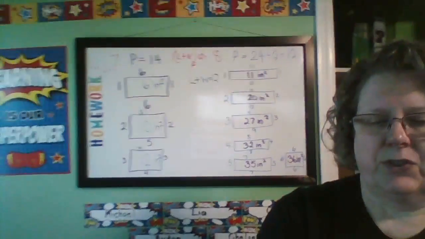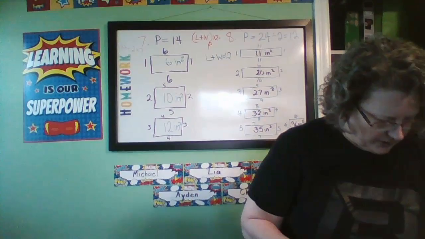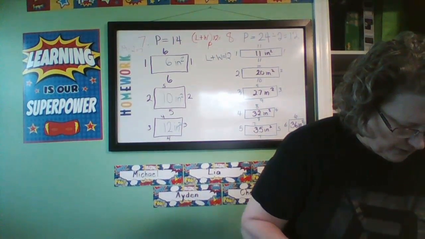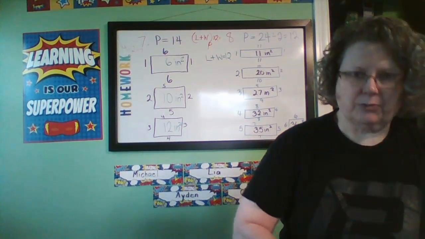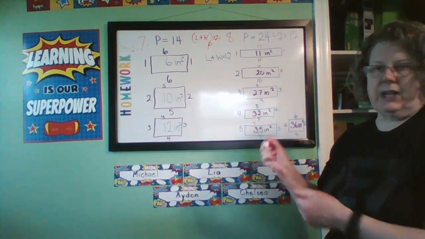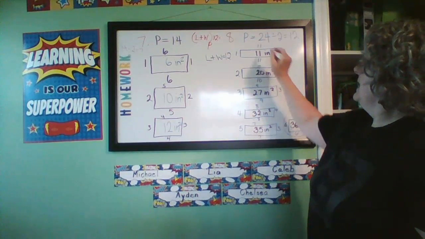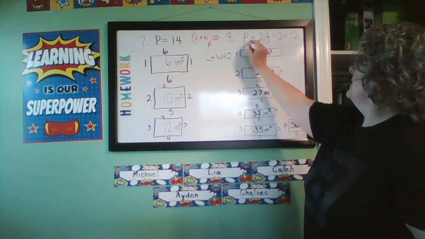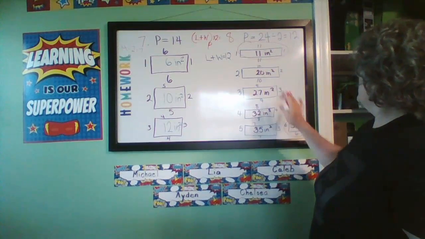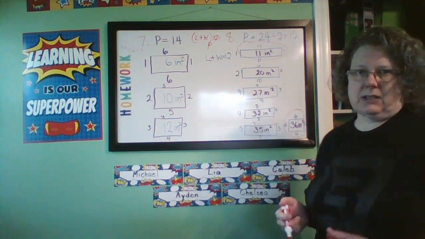Okay, so now let's look at what the question asks for. The question says, what are the greatest and least possible areas? So we're going to look at the areas. The greatest that we have is this, 36 square inches. The least is 11. So the answers would be the least is 11 square inches and the greatest is 36 square inches.